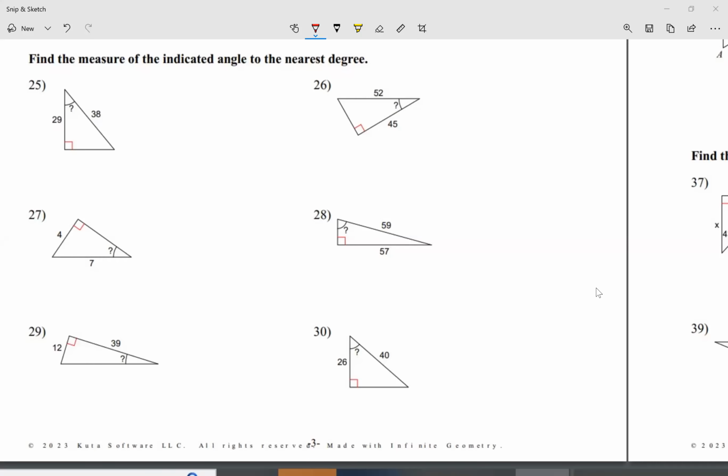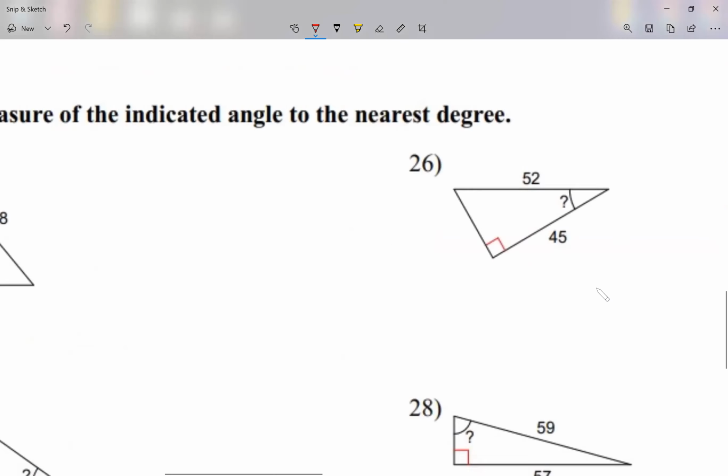Okay, now yesterday we were using our trig ratios. Remember, sine, cosine, tangent. We were using our ratios to find a missing side. Now we're going to do the same thing. We're going to use our ratios, but we're going to find an angle this time. Find the measure of the indicated angle to the nearest degree.